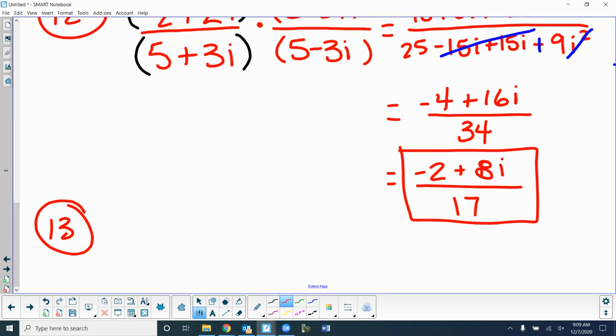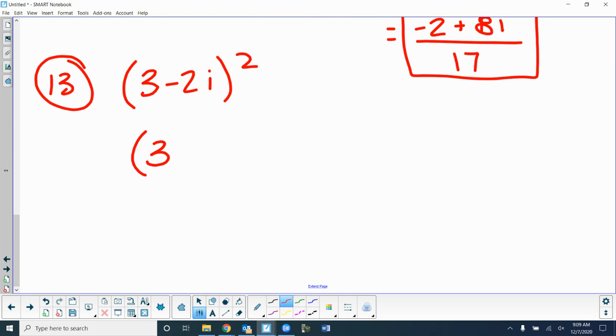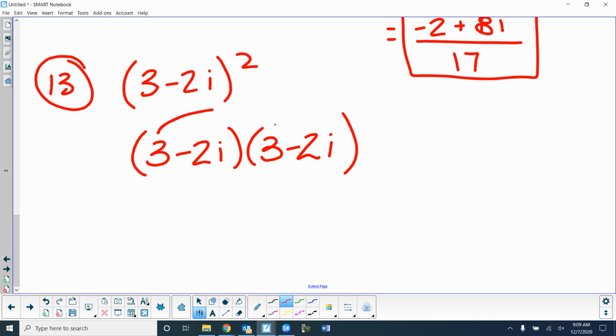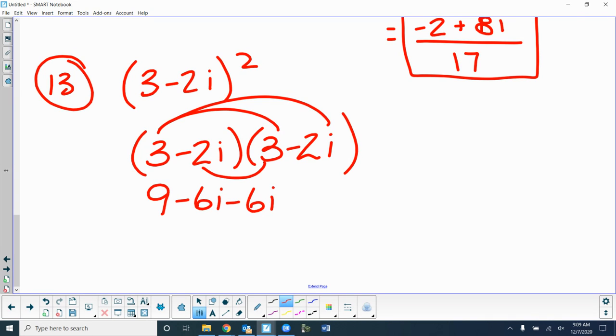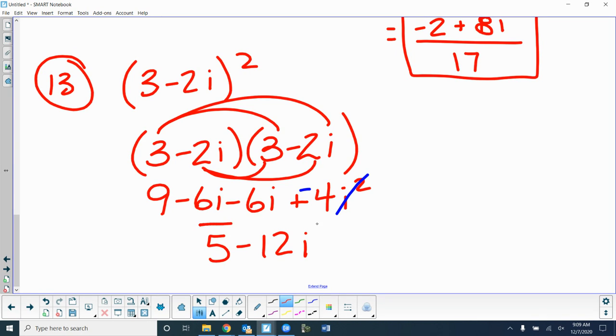13, we're getting there. 3 plus 2i squared, or 3 minus 2i squared. Okay? When you square something, it means to multiply by itself. So I just FOIL. First, 9. Outside, negative 6i. Inside, negative 6i. Last, positive 4i squared. That makes that a negative this time. Positive 4 times negative 1 is a negative 4. Combine like terms. 9 and the negative 4 is a positive 5. Negative 6i and a negative 6i, negative 12i. Simple. Don't mess that up.